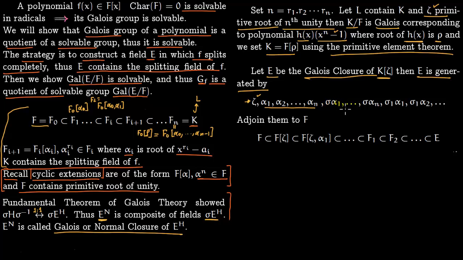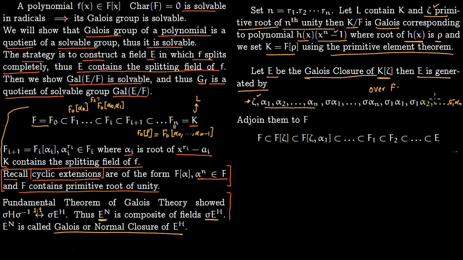So you have sigma alpha 1 all the way to sigma alpha n, then you have sigma 1 alpha 1, sigma 1 alpha 2 all the way to sigma 1 alpha n, then you will have sigma 2 alpha 1, sigma 2 to sigma 2 alpha n. So you have so on. So all these will generate E, and this E is generated over F. So this is generated by these elements over our field F.